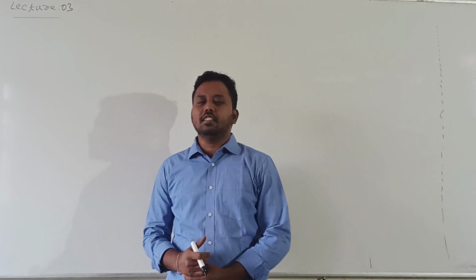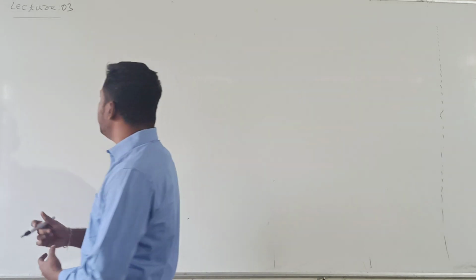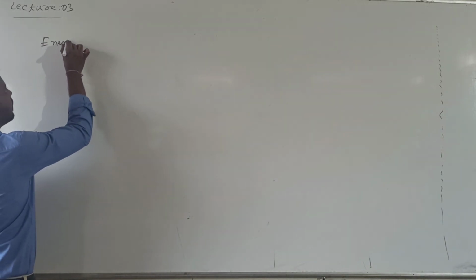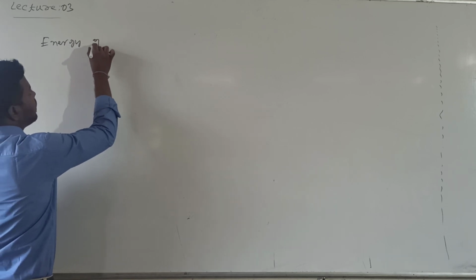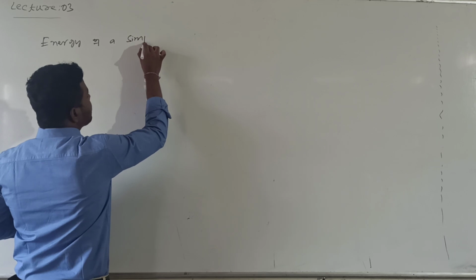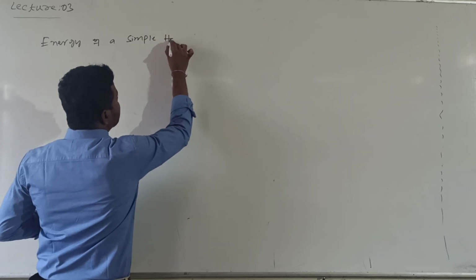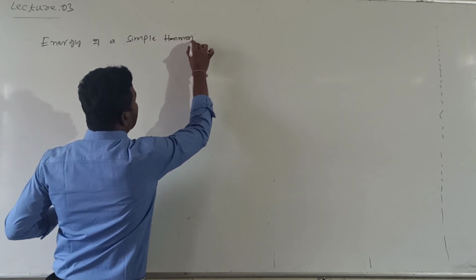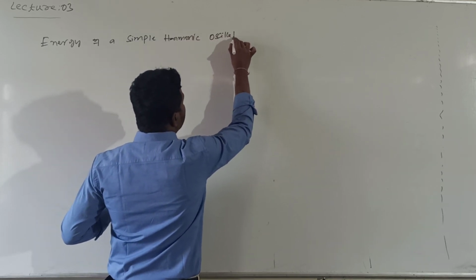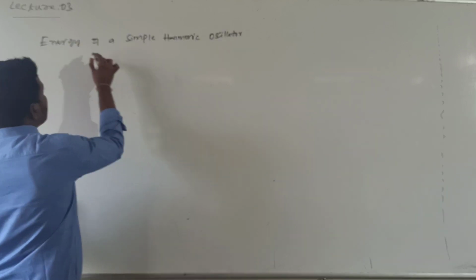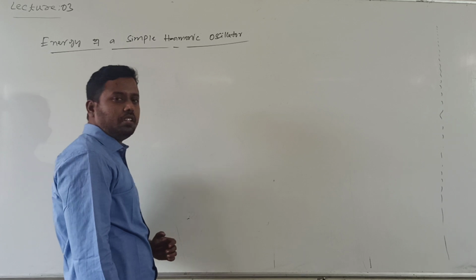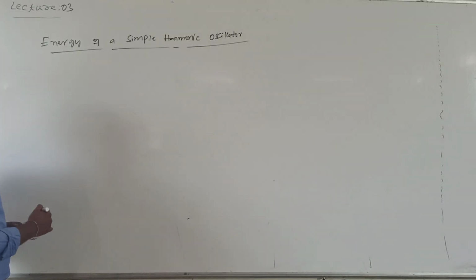In oscillations, yesterday we started the energy of a simple harmonic oscillator. What is a simple harmonic oscillator? The particle or the body which is executing simple harmonic motion is called a simple harmonic oscillator.